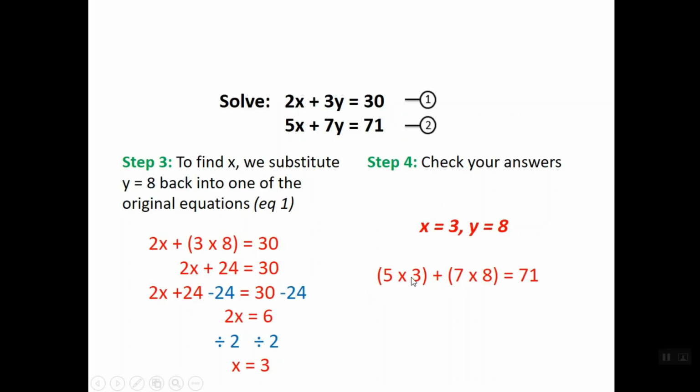So I have 5 times 3, that should give me 15. 7 times 8, that should give me 56. So I have 15 plus 56. When I add those two numbers, I should get 71. So we'd agree that given that my left hand side is equal to my right hand side, my answer is correct.